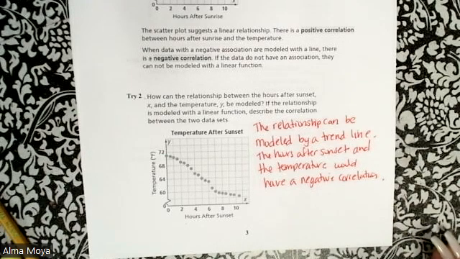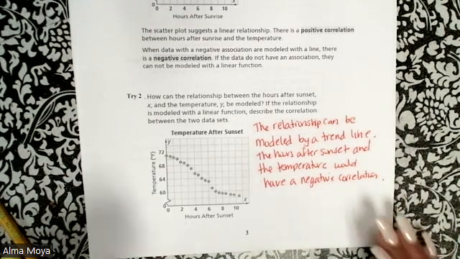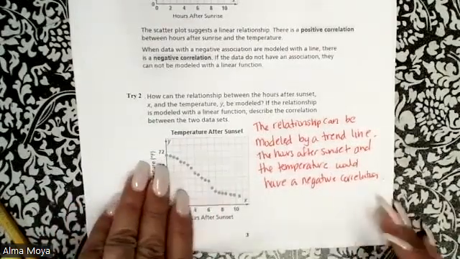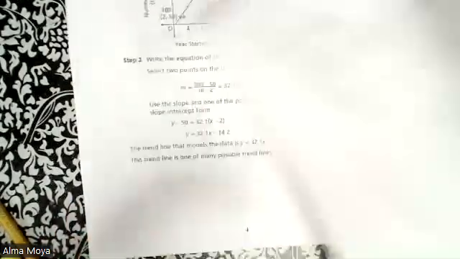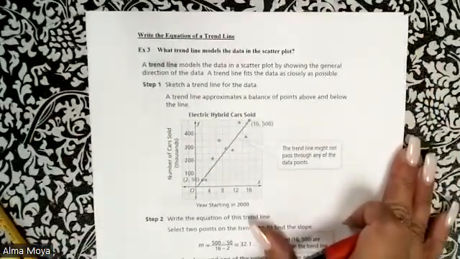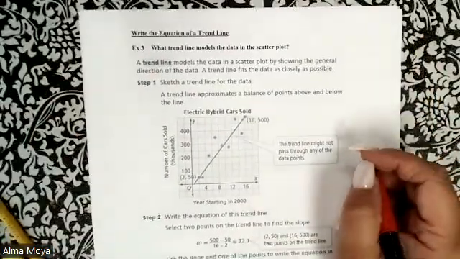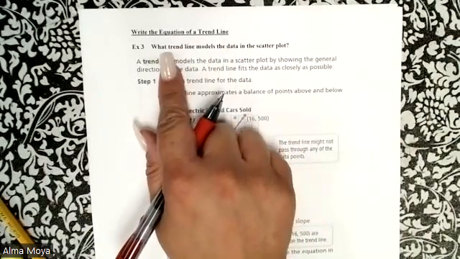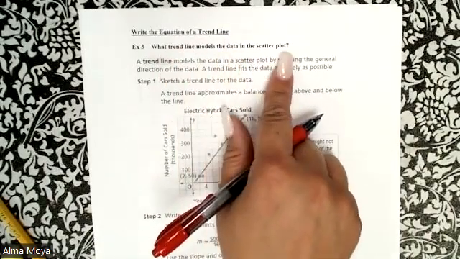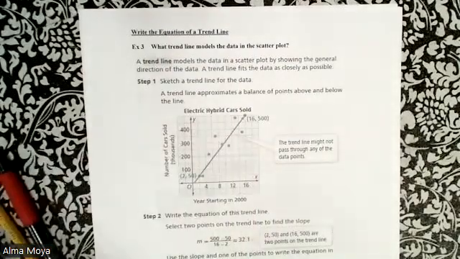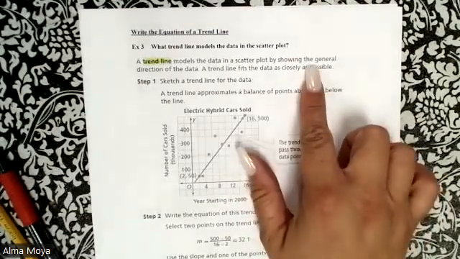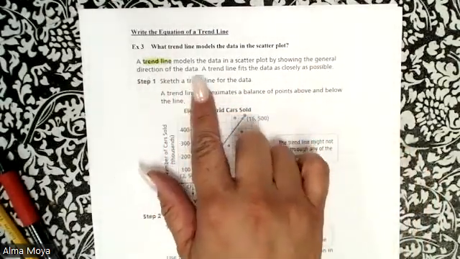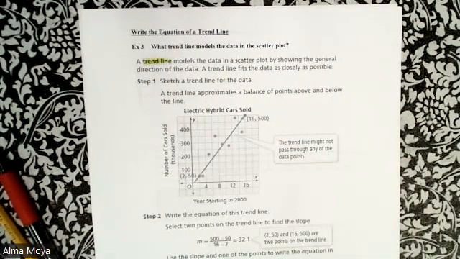I'm going to go ahead and flip the page there. So right here it says write the equation of a trend line. What trend line models the data in the scatter plot? A trend line models the data in a scatter plot by showing the general direction of the data. A trend line fits the data as closely as possible.